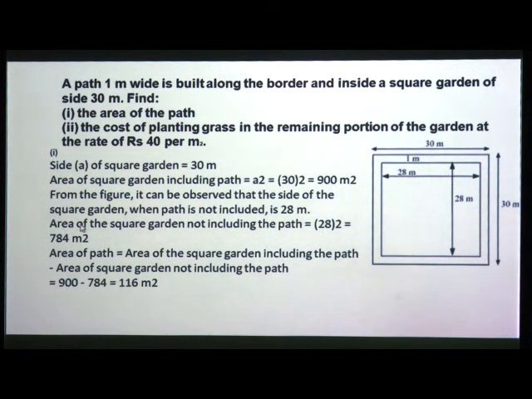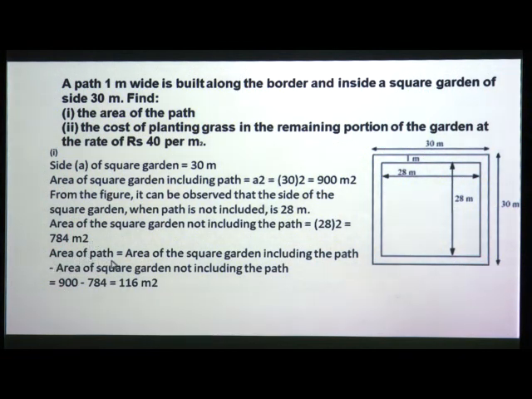Area of a square garden not including the path: we are not going to include this path, only we are going to consider this square garden, which is 28 meter length as well as 28 meter breadth. The area of a square is side into side, that is 28 squared. After multiplying 28 by 28, we get 784 meter square.